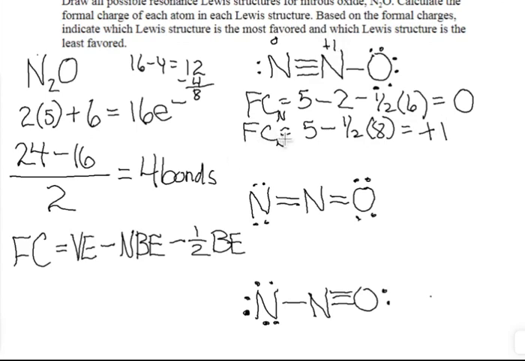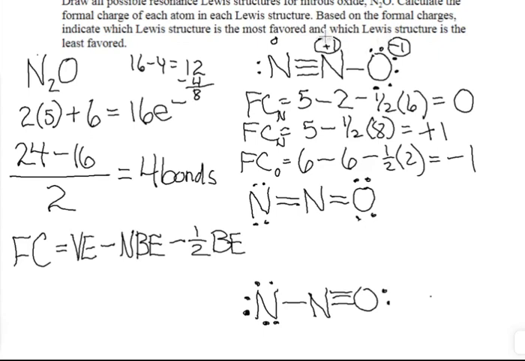Now let's do the formal charge on oxygen. It's going to be 6 minus 6 minus 1/2 times 2, or -1. So the formal charge is -1 for this oxygen, +1 for this nitrogen. This tracks because oxygen's more electronegative. It is more likely that it has a negative charge. So this is an okay structure here. This fits all of our criteria.